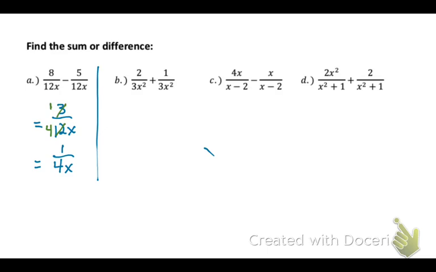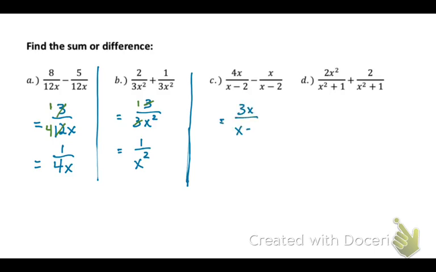Now let's look at the second example. So 2 over 3x squared plus 1 over 3x squared. Our denominators are the same, so we can just add our numerators. Now we can simplify by dividing out the 3's from top and bottom. So our final rational expression is 1 over x squared. Let's try a couple more. Notice your denominators are the same, so we can just combine the numerators.